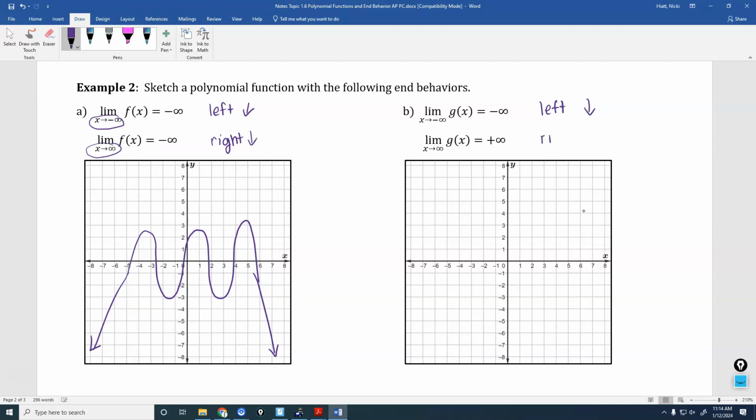And then on the right side, what am I going to see? Up. So I know this side's got to go down, and this side's got to go up. And then, again, you can do whatever you want in between. Maybe it just looks like a cubic. Maybe it's a straight line. It would be okay for this one if you wanted to just do a straight line that did this. That would be correct for this. We just know what's happening on the ends by this information.